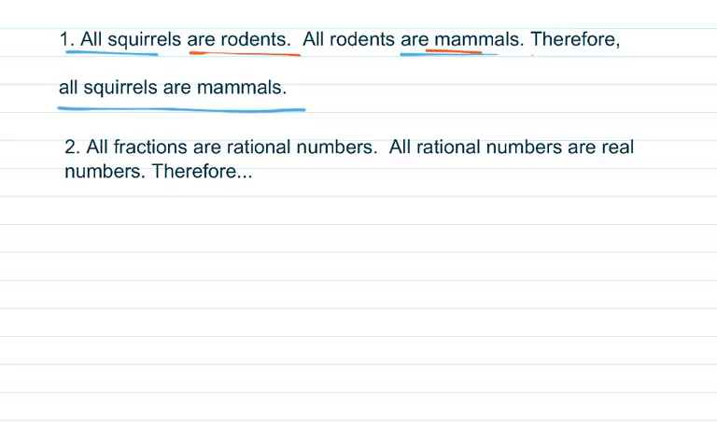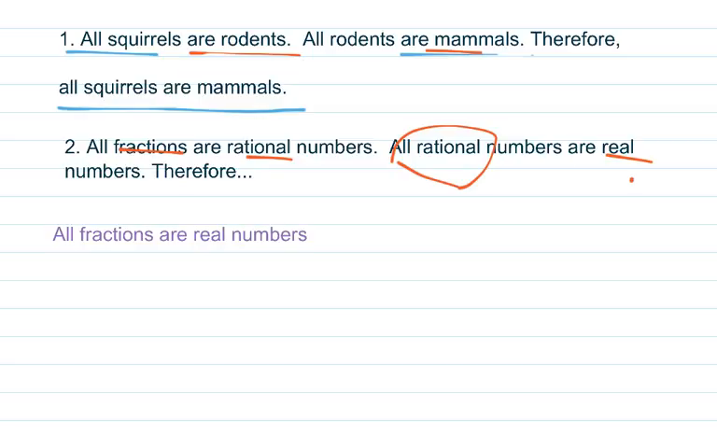Number 2 says all fractions are rational numbers and all rational numbers are real numbers. So that means if a fraction is a rational number, it is also a real number, because every number that is rational is also real. So what we can say is all fractions are real numbers. Let's take a look at number 3.